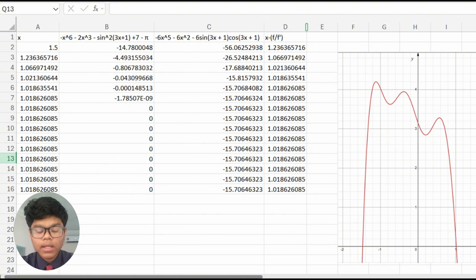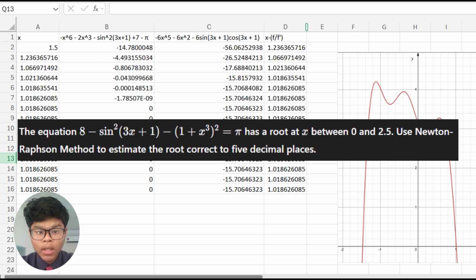Hello. Now I'll be explaining our task 2 for our maths assignment. As you can see here, we've been given our question, and we've been asked to find the root at x between the numbers 0 and 2.5 using the Newton-Raphson method. Now, that is correct to 5 decimal places, of course.